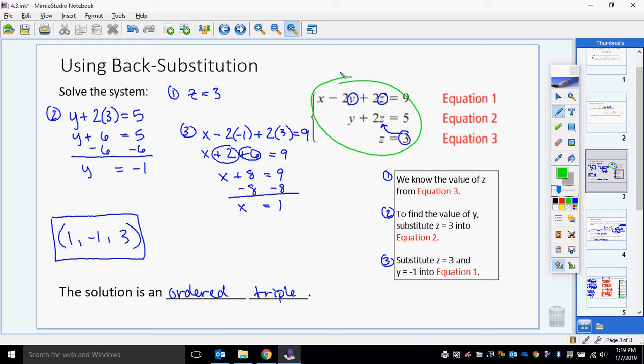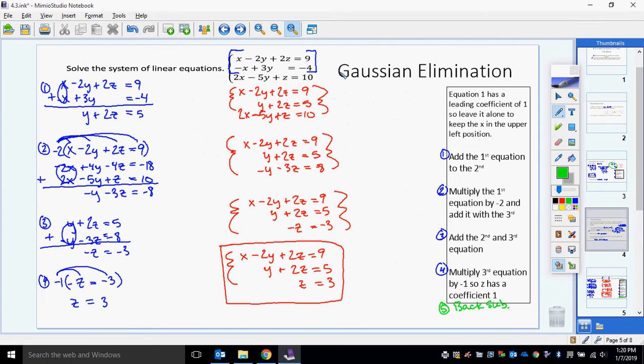So I already know that my answer is going to be the ordered triple of 1, negative 1, 3. Right? Z was 3, plug it back in for y and for x. Okay, so that's the Gaussian elimination method. We just keep eliminating these until we get it into row echelon form, and then we're going to use back substitution to solve.